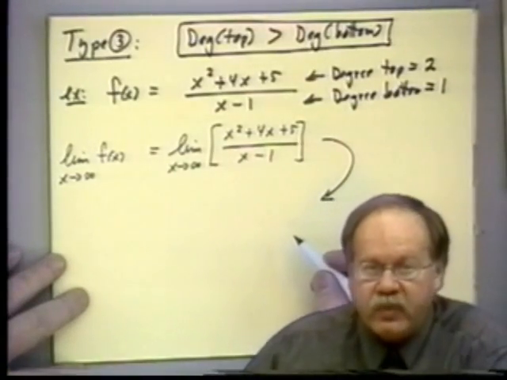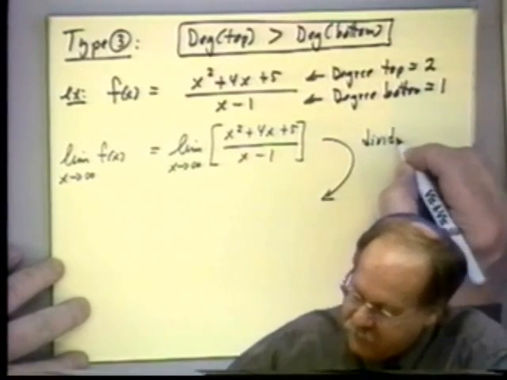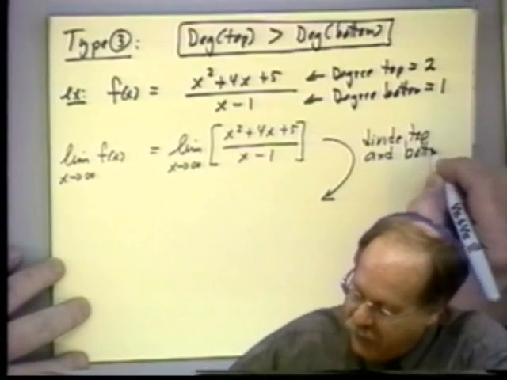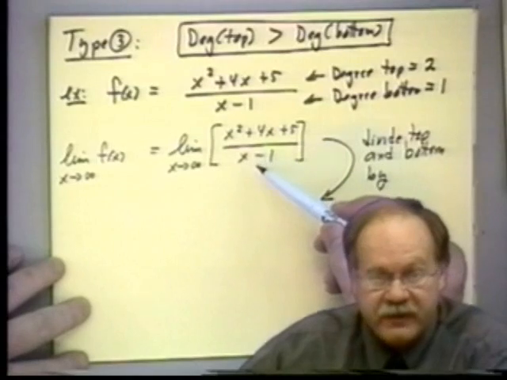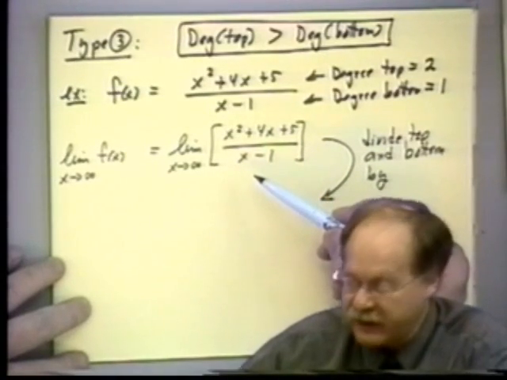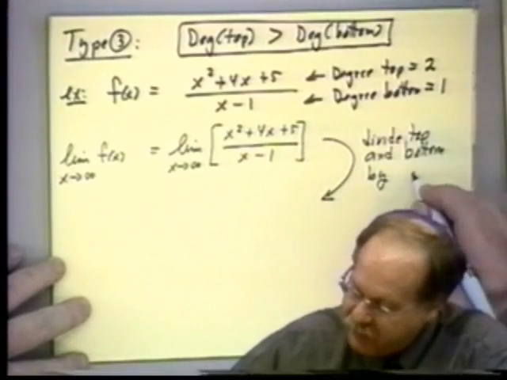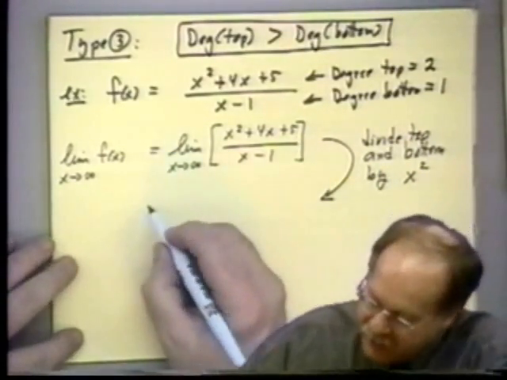We'll use exactly the same technique. It worked before. Let's try it again. Let's divide the top and bottom by, and since here the degrees are different again, we'll use the same technique as last time. We will find the highest degree and divide by x to that degree, which is x squared in this case.